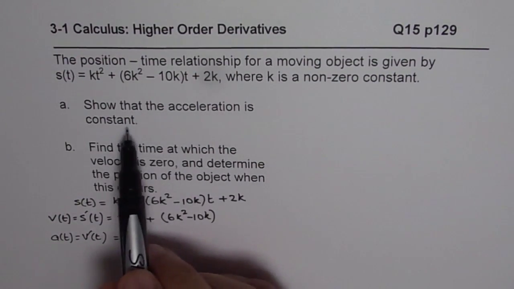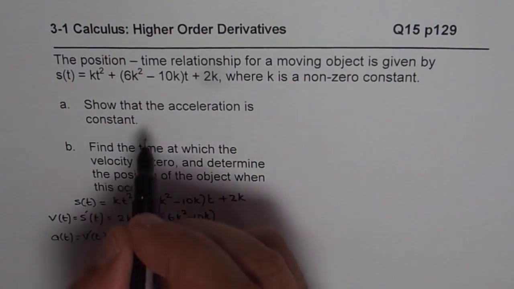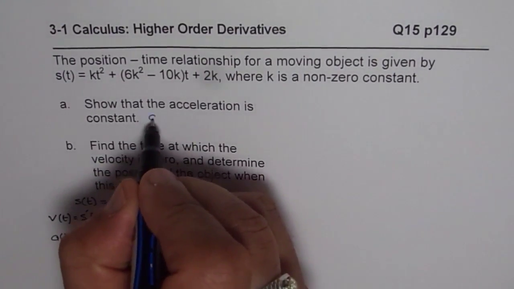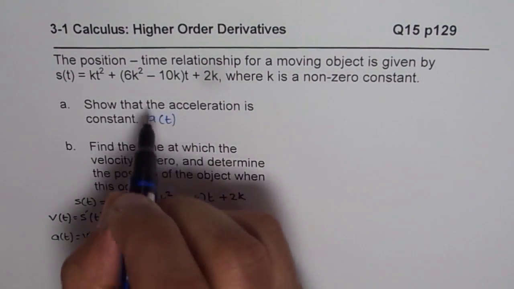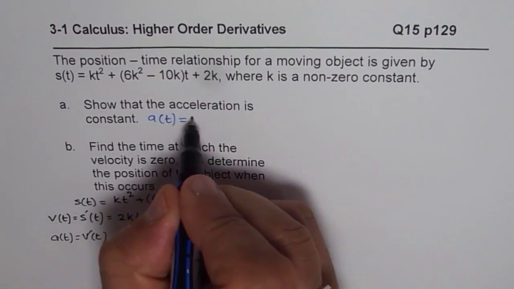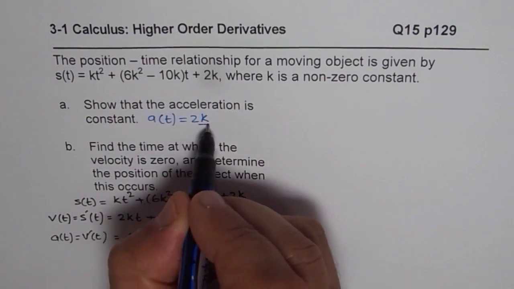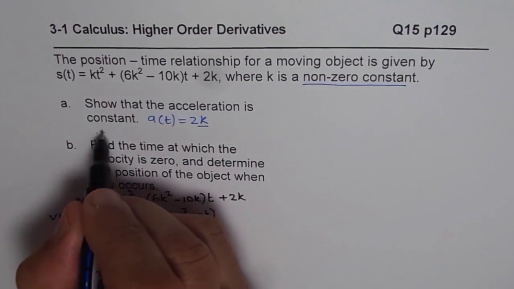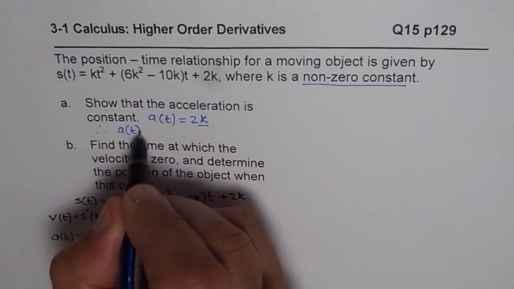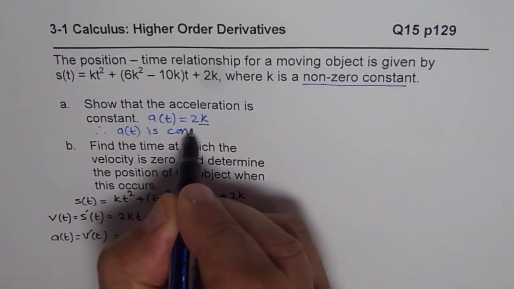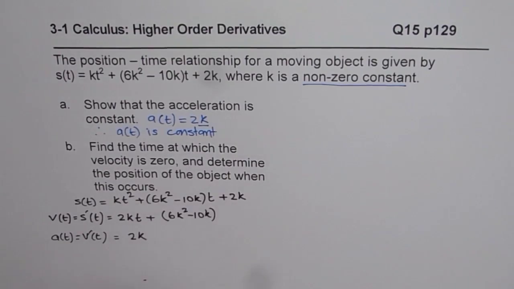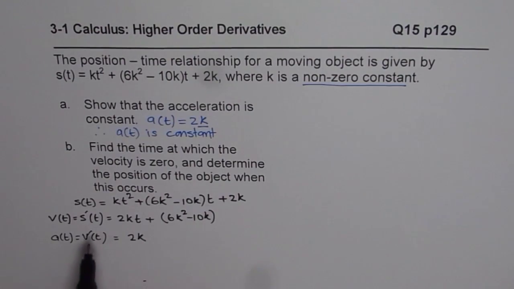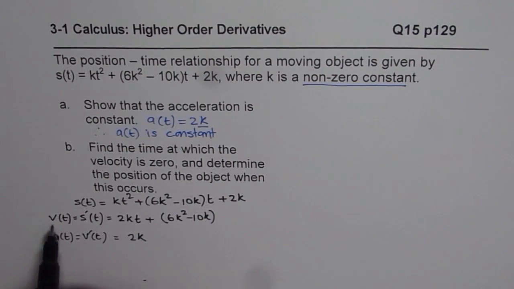Now we can answer all the questions. Show that the acceleration is constant. So what we learned here is that the acceleration is 2 times k. So acceleration at any instance of time for the given function is 2 times k, and since k is a non-zero constant, acceleration is constant. Therefore acceleration is constant, so that is the first part. The second part is find the time at which the velocity is 0. We want to say velocity is 0.